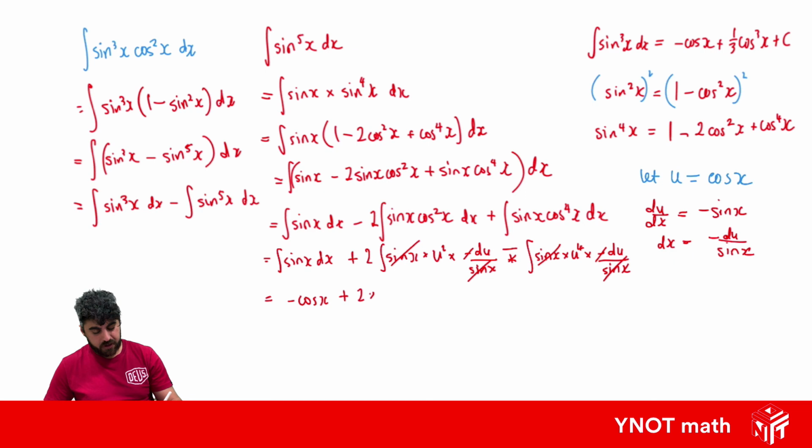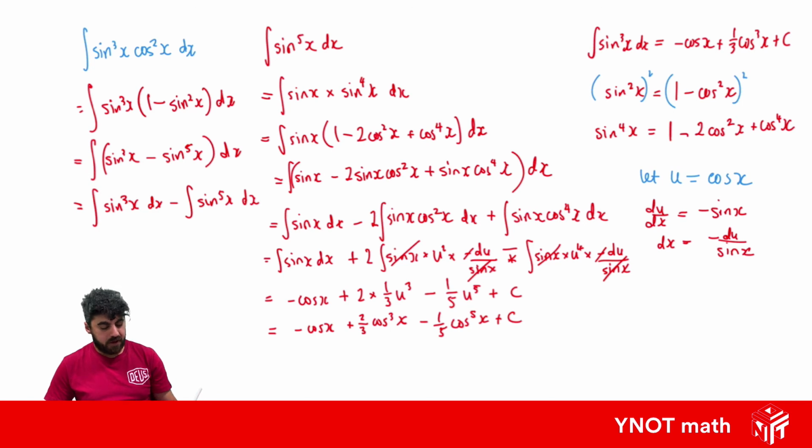plus 2 times, we're just left with the integral of u squared du, so we're going to get times 1 on 3 u cubed. Now remember, this next one turned into a minus, and now we just have the integral of u to the 4 du, so we're going to get a fifth, u to the 5, plus our constant. And now we just need to sub in our u equals cos x to turn everything back in terms of x. So we're going to get minus cos x plus 2 over 3 cos cubed x minus 1 over 5 cos to the 5x plus our constant.